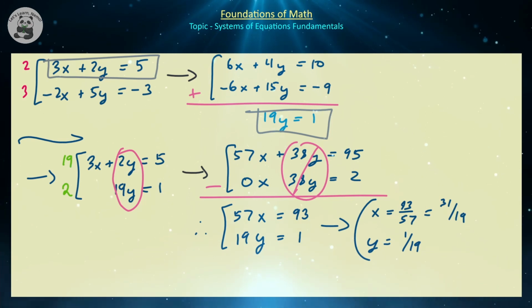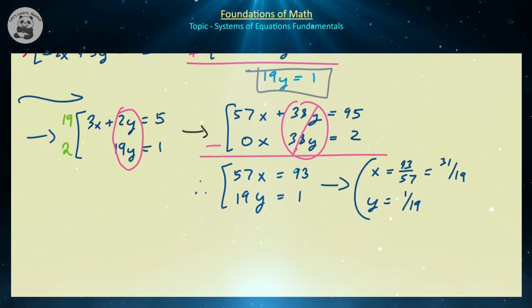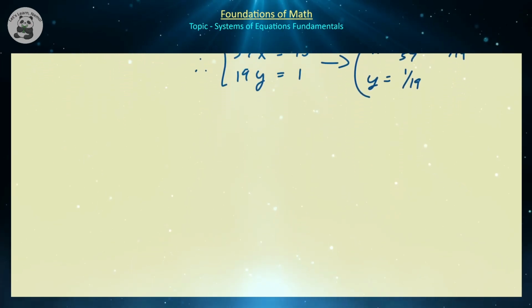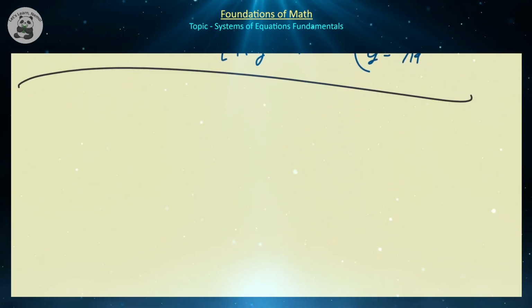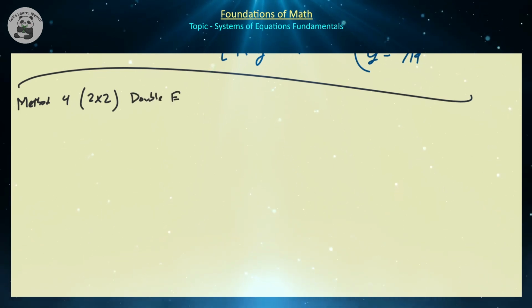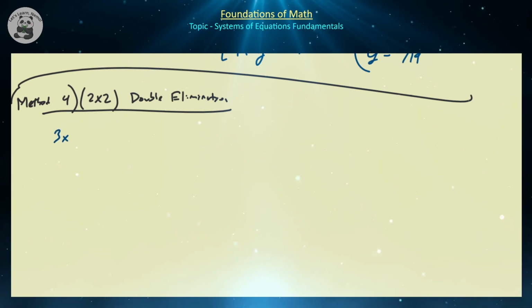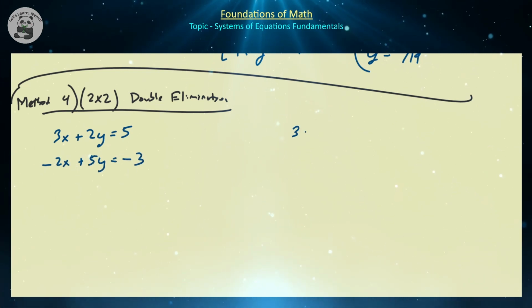Right? Now what I want to do is show you another variation of elimination that is especially fast for 2x2 systems. So method 4 is primarily focused on 2x2, and this is referred to as double elimination, or double Gaussian elimination. So what I'm going to do is write 3x plus 2y is equal to 5, and minus 2x plus 5y is equal to minus 3. And I'm going to write the exact same system over here.